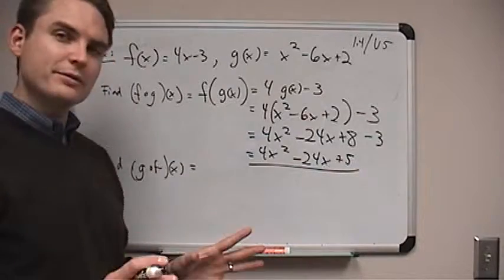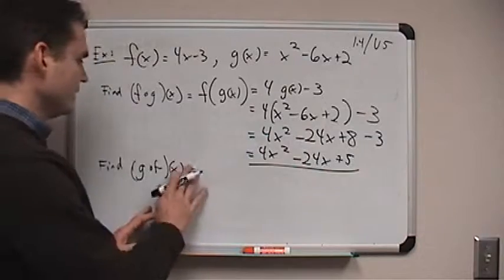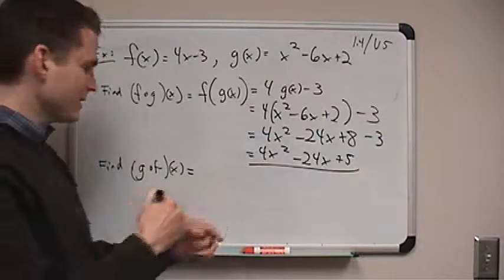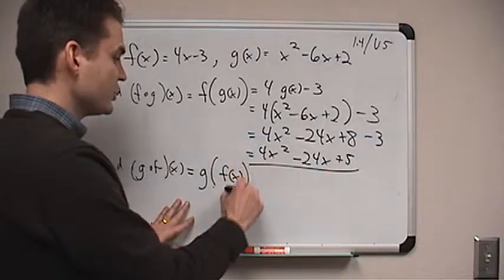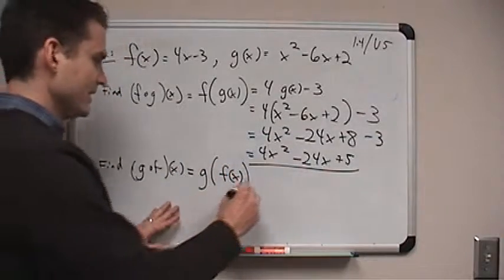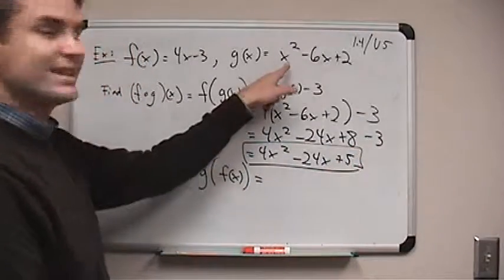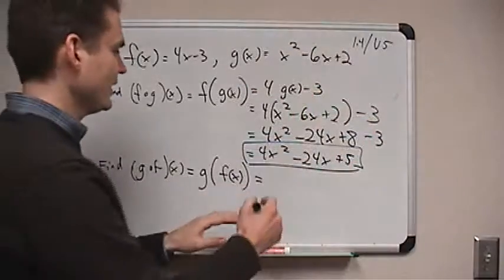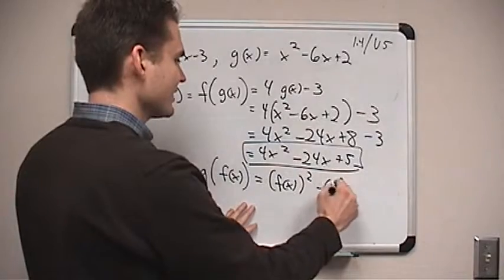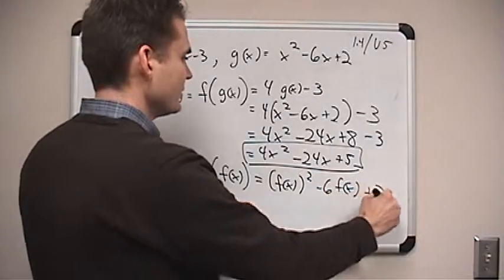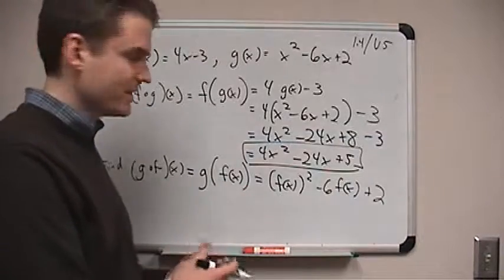Now when you have two functions, you can compose them in either order, and generally you don't get the same thing. So here, same two functions, but I'm composing them in the other order. g composed with f. That means find g of f of x. Now this is actually asking me to put f of x in place of x in g. So I'll get f of x squared minus 6 times f of x plus 2. So it's kind of the first step. We're putting the inside function into the outside function.